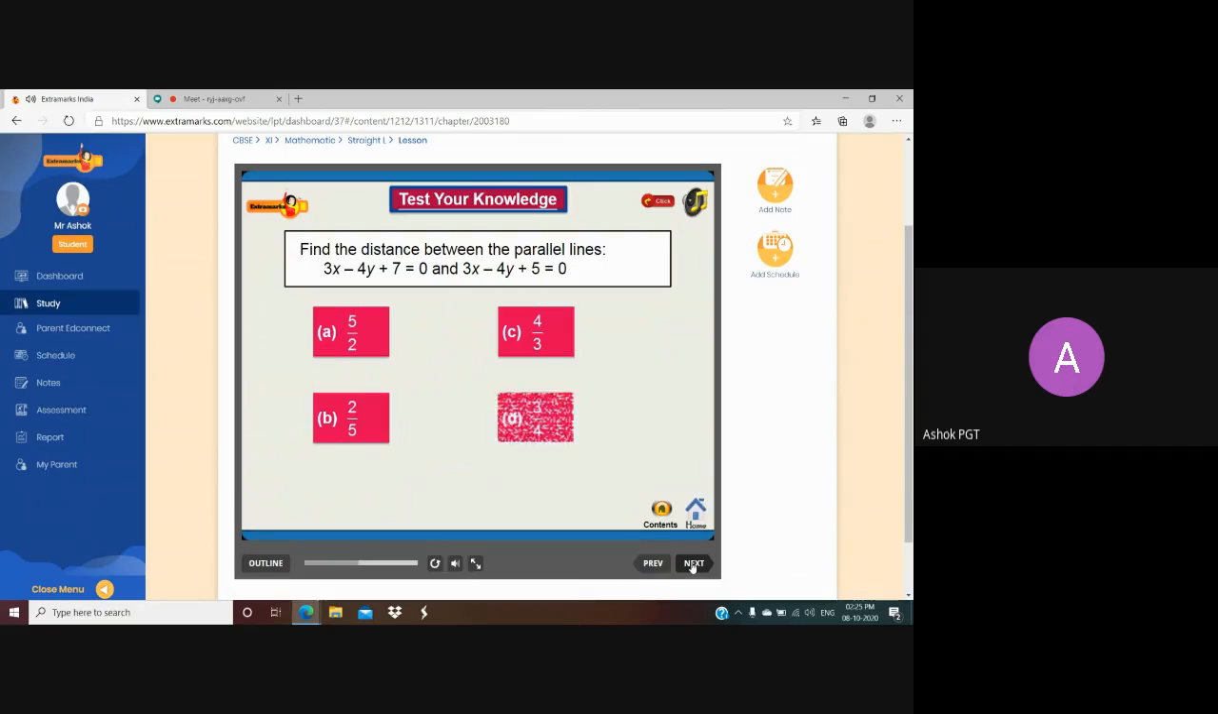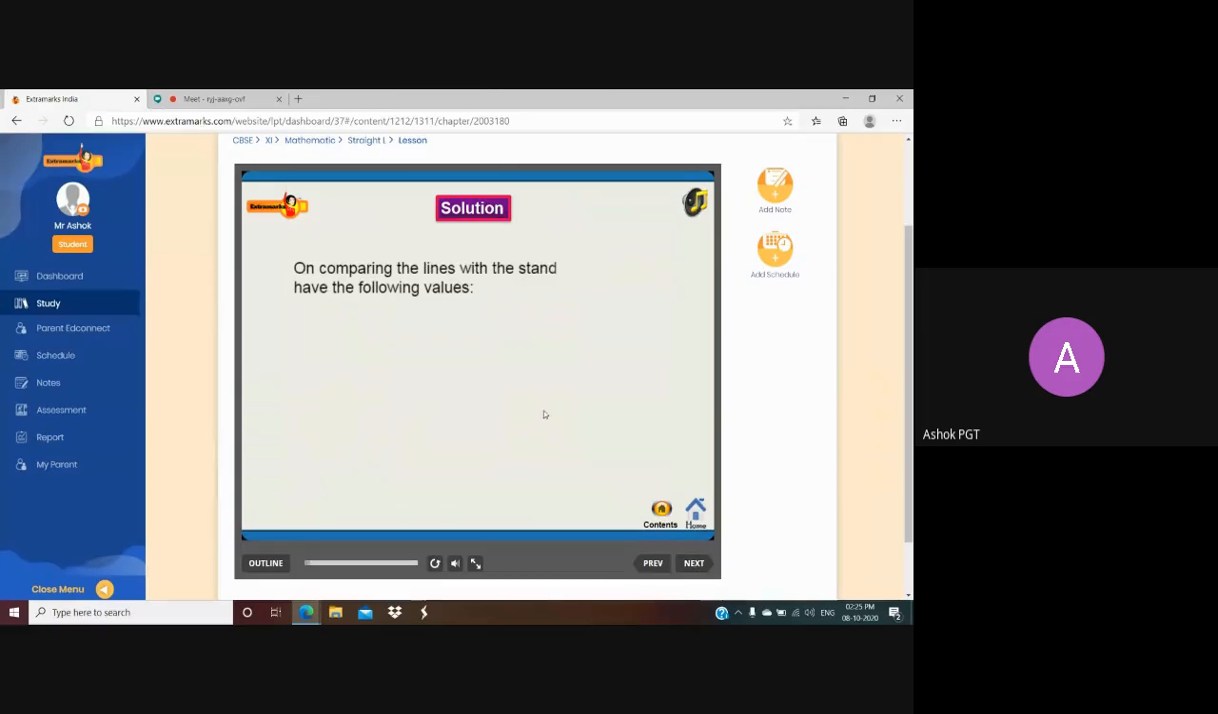Correct answer for the given question. On comparing the lines with the standard form, we have the following values. Therefore, the required distance is calculated as shown here and is equal to 2 by 5.